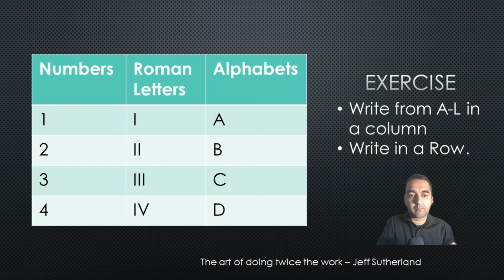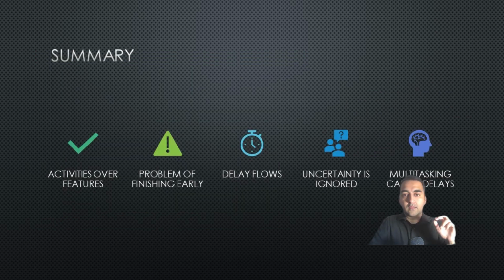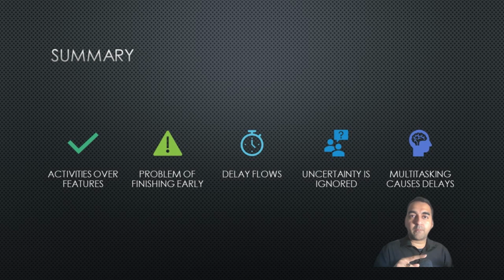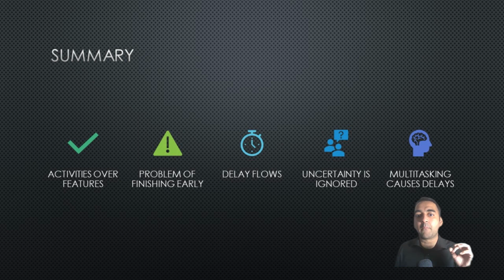So in summary, activities are considered over features, the problem of finishing early, the delays flow from one part of the project to another, uncertainty is ignored, which is the reality, and multitasking is being considered as a part of planning that causes further delays. I hope this helps you understand why traditional project plans fail.